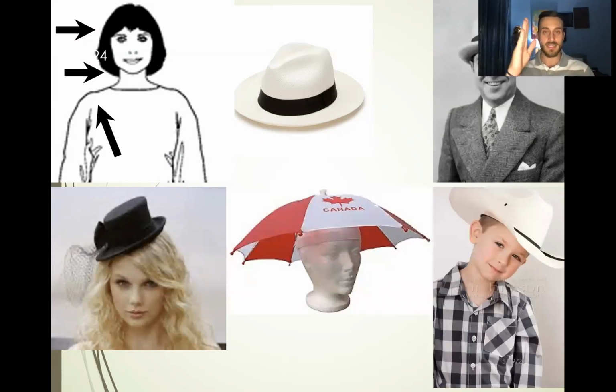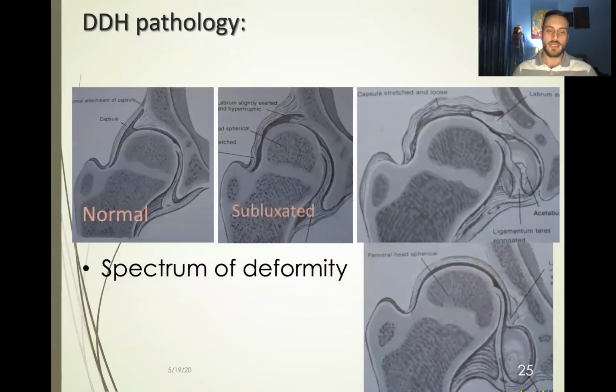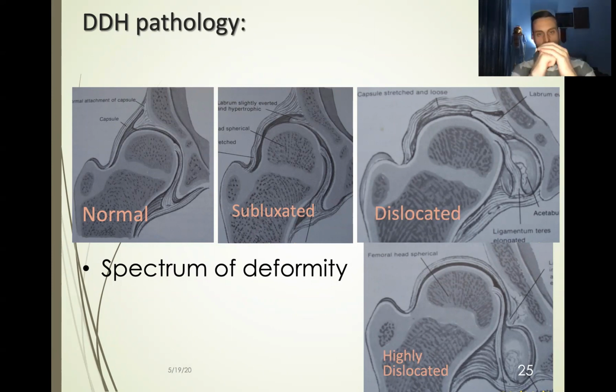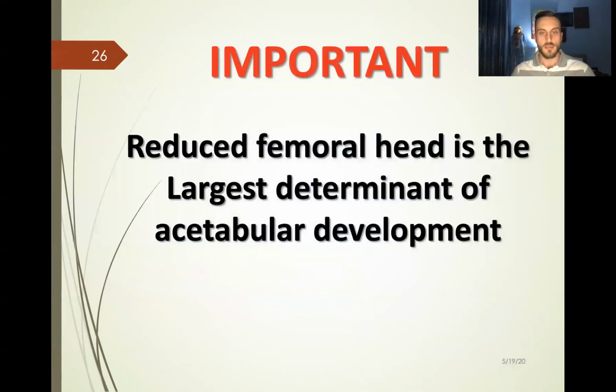Sometimes the head and the acetabulum are okay, but it's tilted, as you can see, which is coxa vara and coxa valga, that we will be talking about in the pediatric hip disorders. Again and again, DDH is not dislocation only. It has a wide spectrum of pathology: dysplasia, subluxation, dislocation, and high dislocation. This is very important.